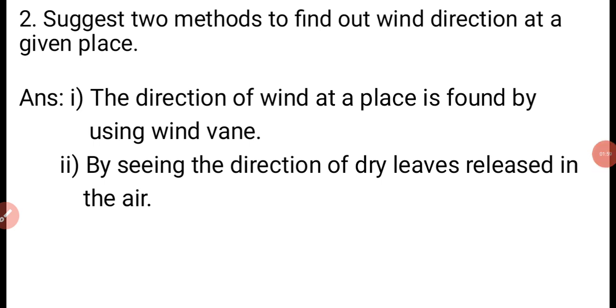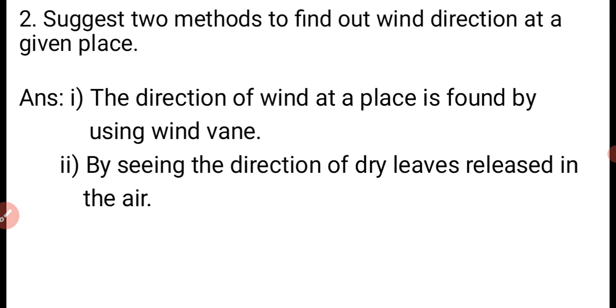Question number 2, suggest two methods to find out wind direction at a given place. So you know that wind can blow from different directions, right? So the direction of wind at a place is found by using an instrument called wind vane. We can find the direction from which the wind is blowing by looking at the wind vane only. Clear?